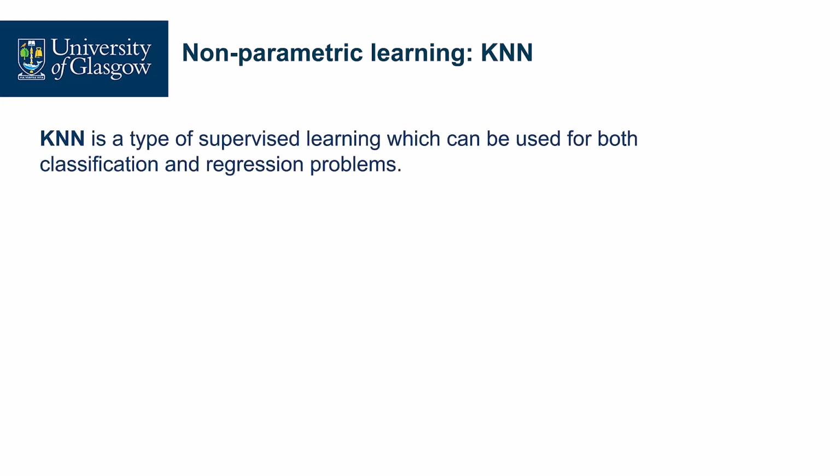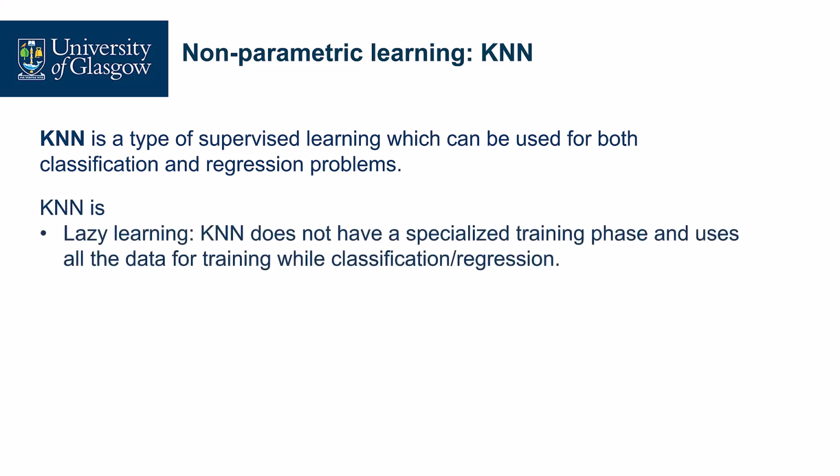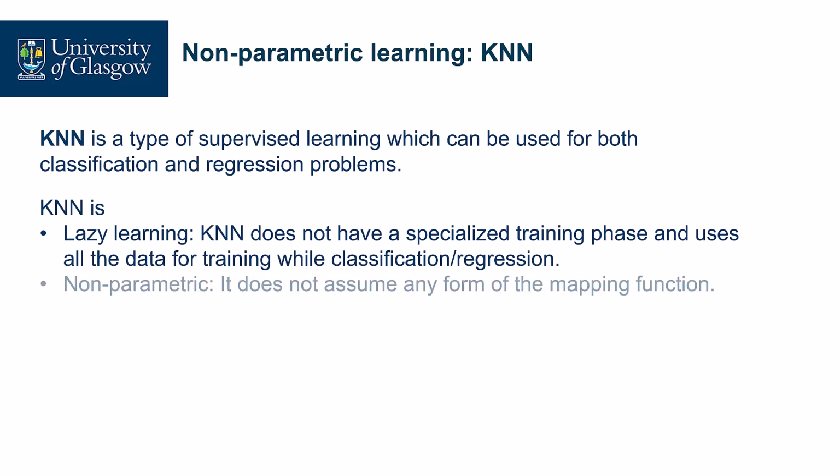Now we will introduce a typical non-parametric machine learning method, KNN, k-nearest neighbors. KNN is a type of supervised learning. We can use it for both classification and regression. KNN is a lazy learning method, and this is special. It means that it doesn't have a specialized training phase, but the training and the classification or regression happen at the same time. Later you will see how it works. Also, KNN is non-parametric. We don't assume any form of mapping function.